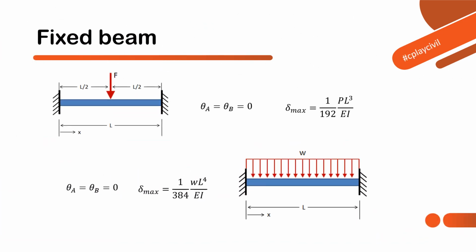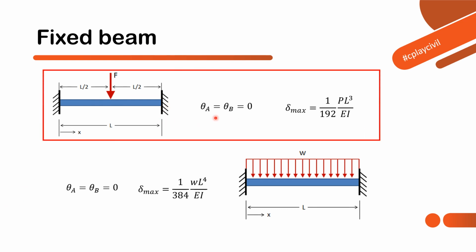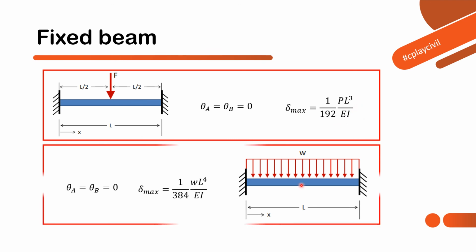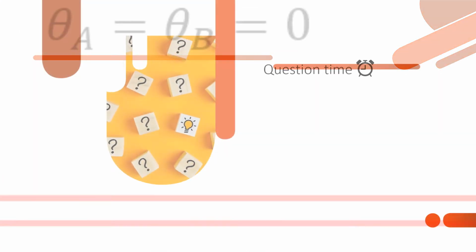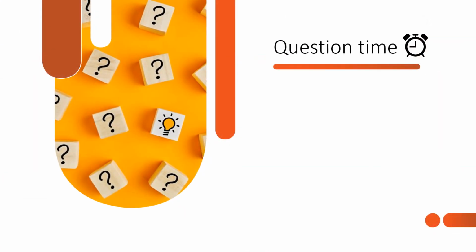Next is the fixed beam subjected to point load at the center. Here we have theta A and theta B as 0. Why? Because it is fixed. At fixed end, slope will be 0. And delta max is given by 1 by 192 PL cube by EI. And similarly, we have UDL over the fixed support. Here also theta A, theta B are 0. And del max is nothing but 1 by 384 WL power 4 by EI. So these are the important formulas that we have learned.